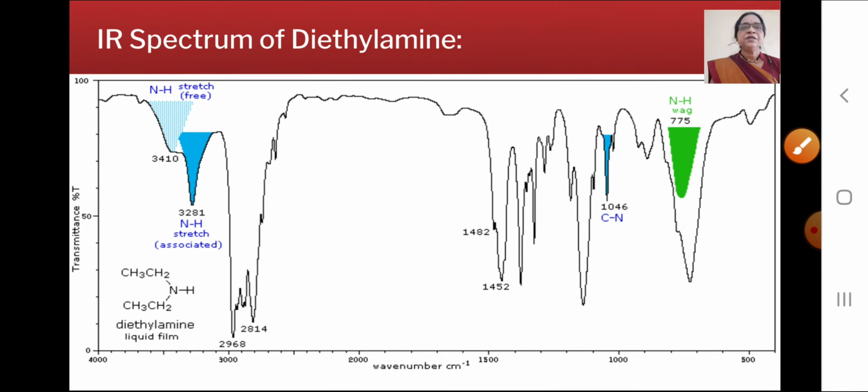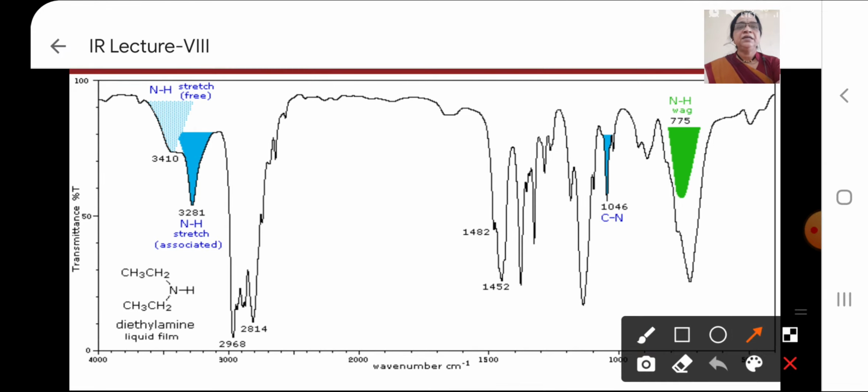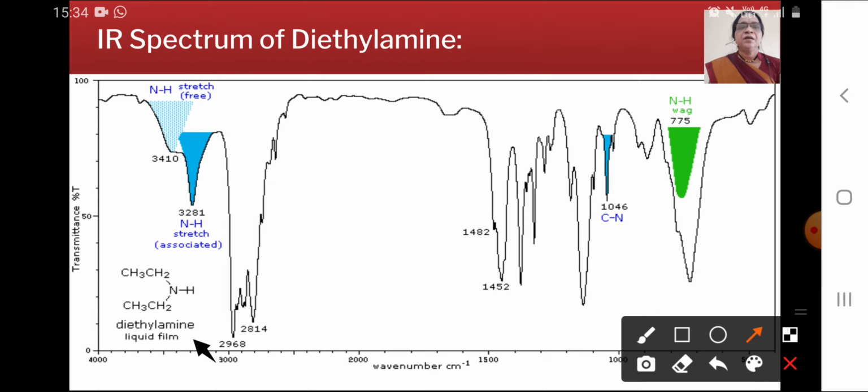Now the next one is the IR spectrum of diethylamine. This is a secondary amine. Look at the structure of diethylamine: the NH group is attached to an ethyl group on both sides. It is a secondary amine.